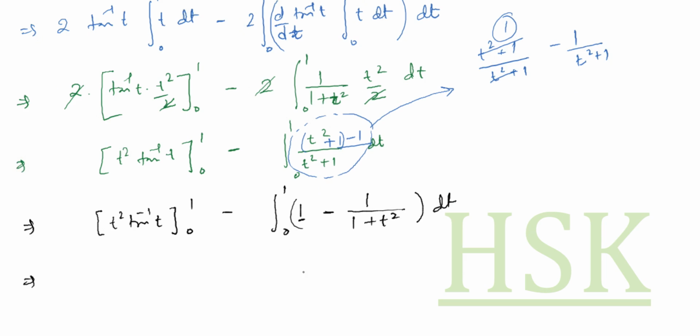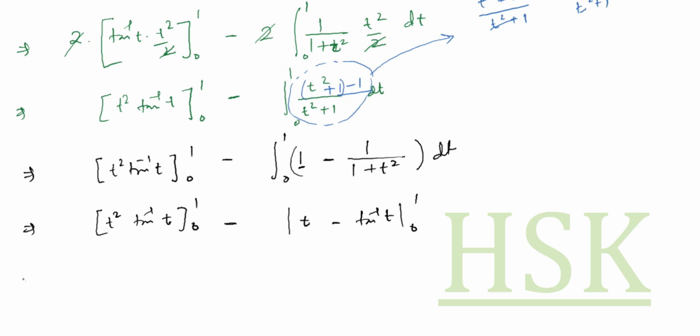The integration of 1 will be equal to t. This will be equal to tan inverse of t, and the limits will be from 0 to 1. T square into tan inverse of t, and the limits will be from 0 to 1. On placing the upper limit, I am going to get for this term 1 square into tan inverse of 1 minus 0 times tan inverse of 0.